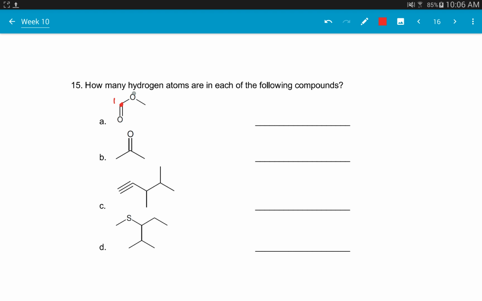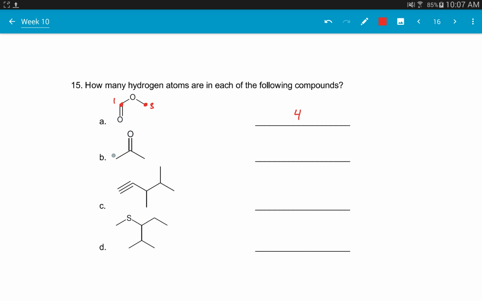Oxygen, as I said before, is happy with 2 bonds, and we have 1 to the left and 1 to the right, so that oxygen's happy. But this carbon only has 1 bond showing, so we need 3 hydrogens. So 4 hydrogens altogether.